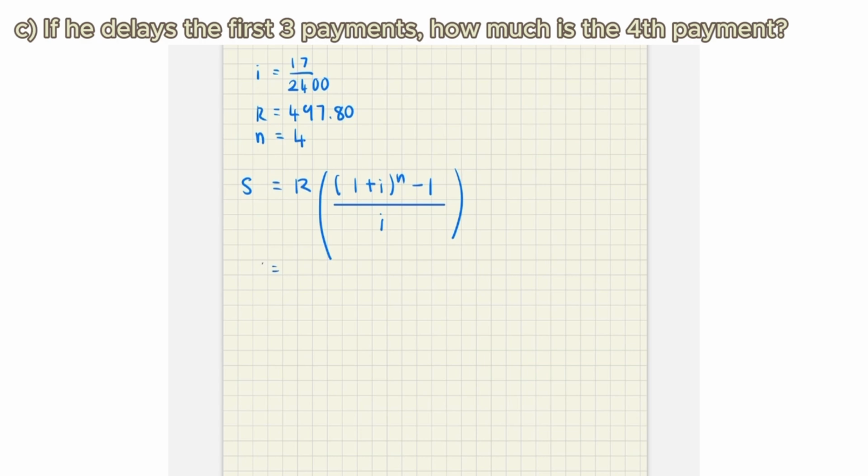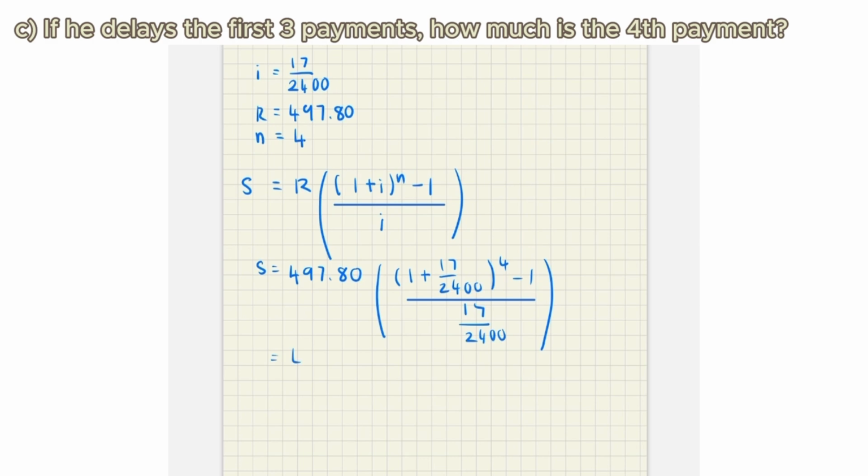From the question, we know that R is equal to 497.80. 1 plus I, which is 17 over 2,400, to the power of N equal to 4, minus 1, over 17 over 2,400. So the value in the bracket will be 4.0427, and then we will multiply this and the value will be equal to 2012.46.